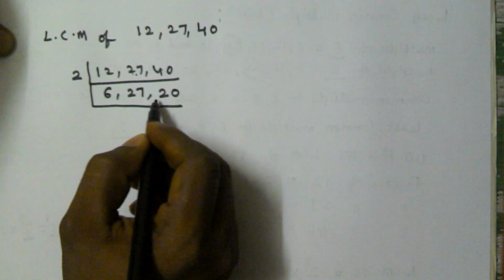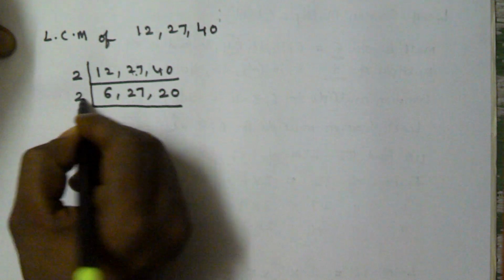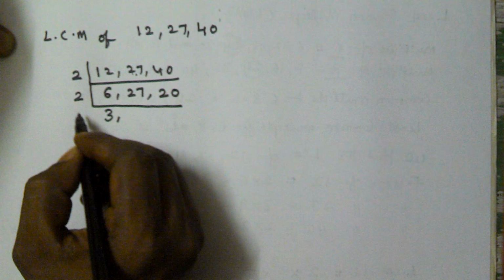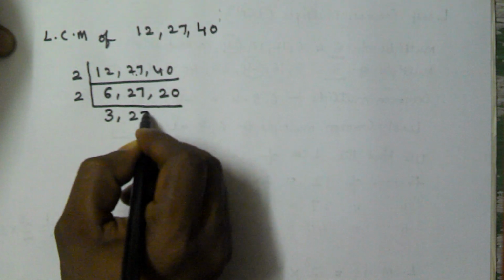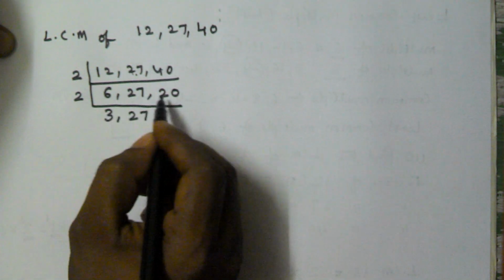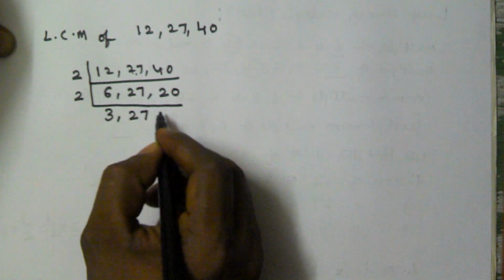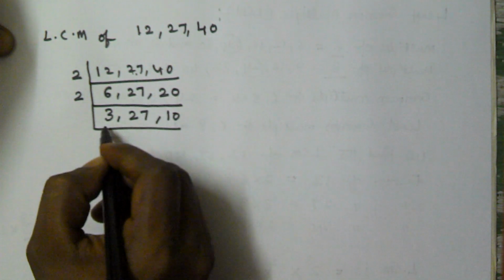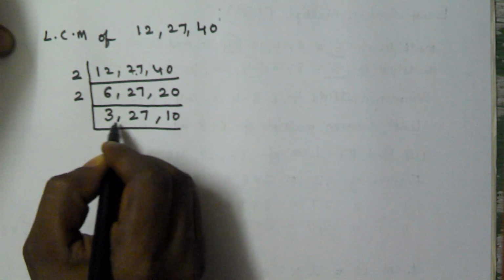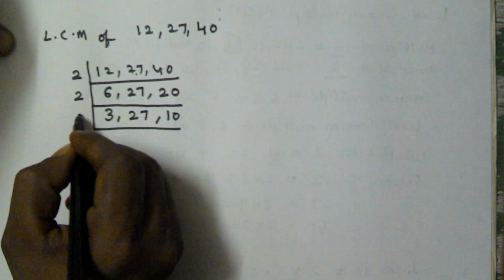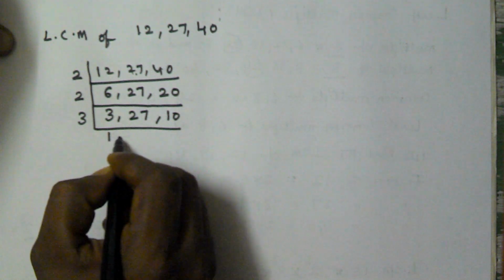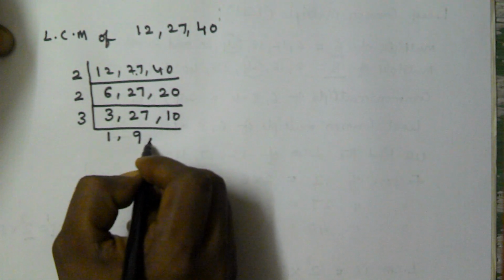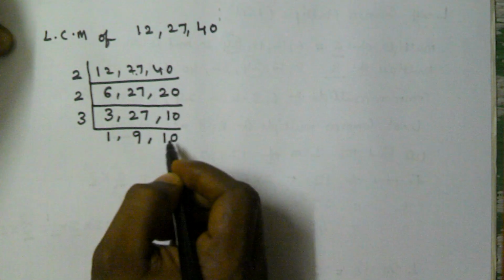Next, 6 and 20 are also divisible by 2, so again I'm taking 2. When we divide 6 by 2, we get 3. I'm taking 27 as it is. And when we divide 20 by 2, we get 10. Now 3, 27 and 10 are there. These two are divisible by 3. Now I'm taking 3. When we divide 3 by 3, we get 1, and here we get 9, and we take 10 as it is.